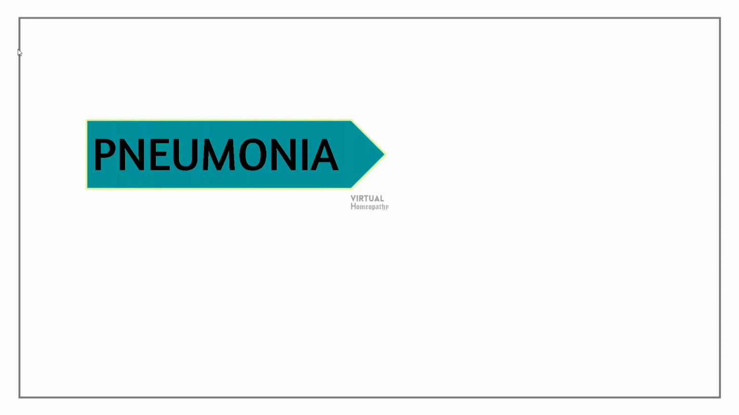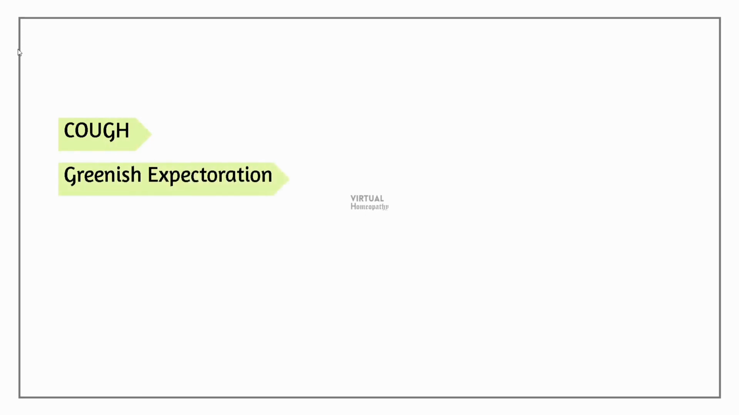The first was allergic rhinitis, now it is pneumonia. In pneumonia you have to look for the features of cough and for the features of fever in Kali Iod. Now when you look at the cough, again there will be greenish expectoration. The cough will be worse in the morning.